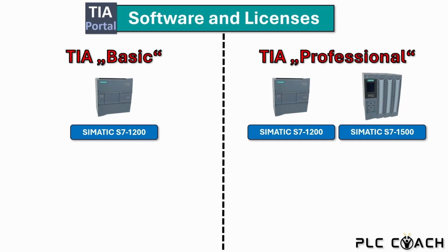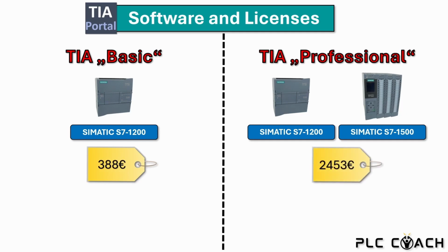The price of the software depends on many factors. However, I would like to give you a small benchmark. In Germany, the current list price for TIA Basic is 388 euros. And for TIA Professional it's 2,453 euros. Those are of course quite heavy prices.